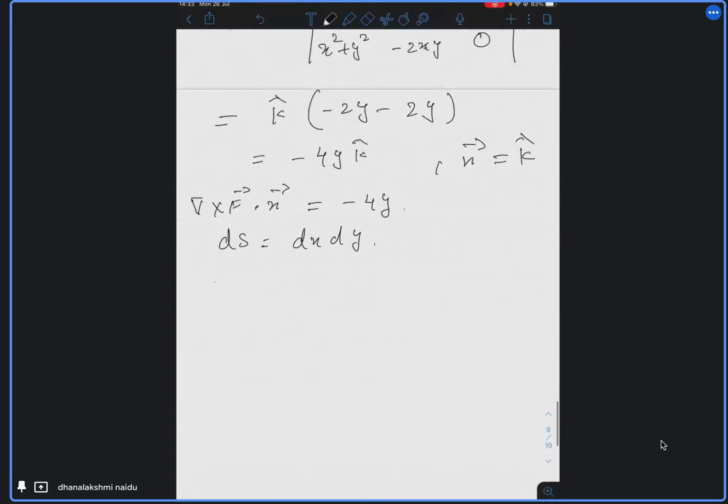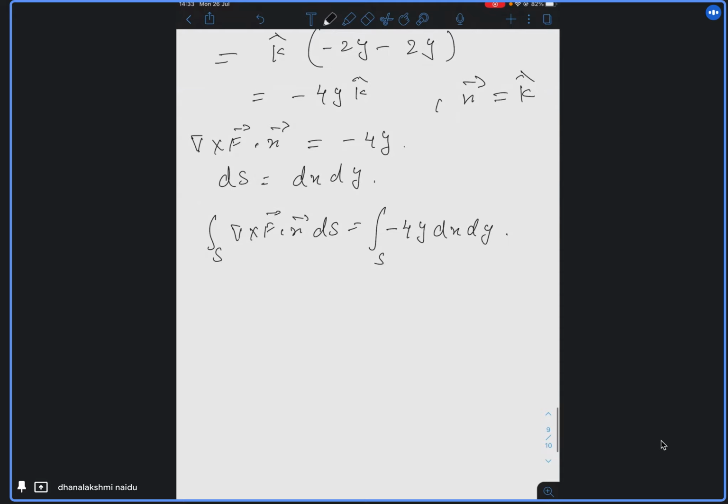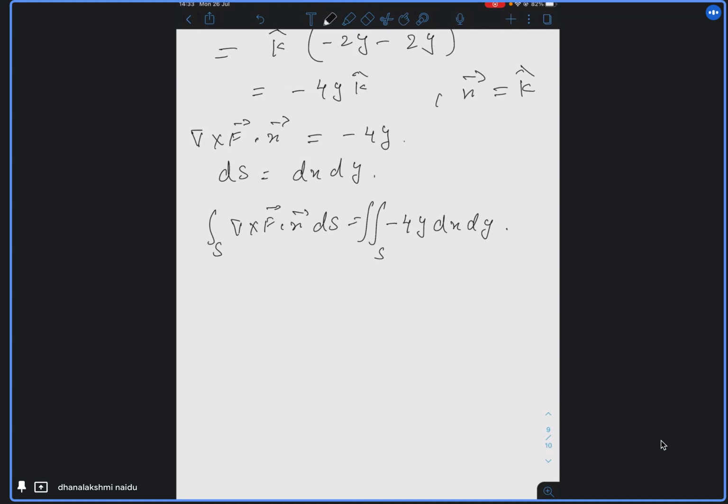So the surface integral curl of f bar dot n bar ds is nothing but the surface integral. The value is minus 4y. ds is dx dy, I can write. So when I write dx dy, you just mention the double integral sign here. So now the limits of x and y, this is minus 4 constant dx dy.